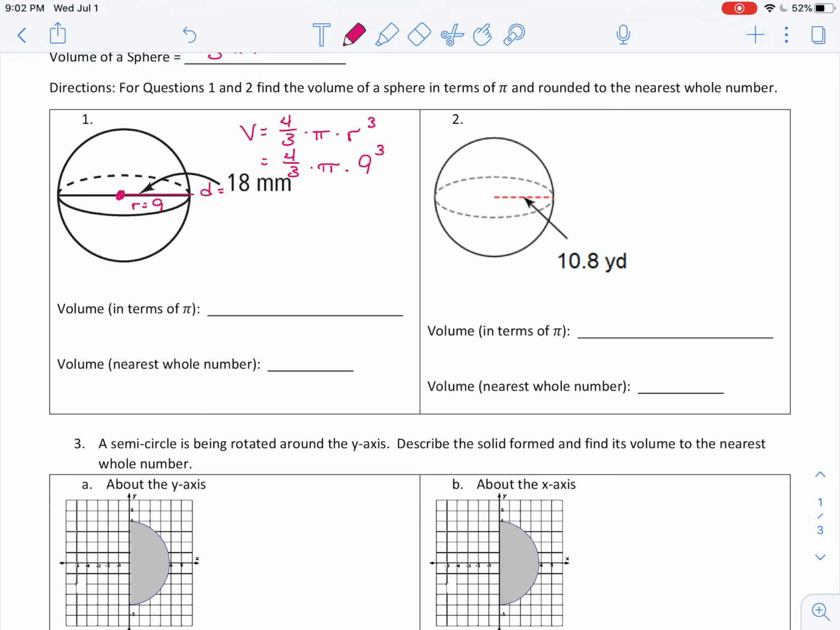Just like we did with cylinders and we did with cones, one of the versions I'm going to ask for the answer is in terms of pi, which means temporarily I will not use pi in any capacity. I'm going to ignore it. I'm going to do 4/3 times 9 to the third power.